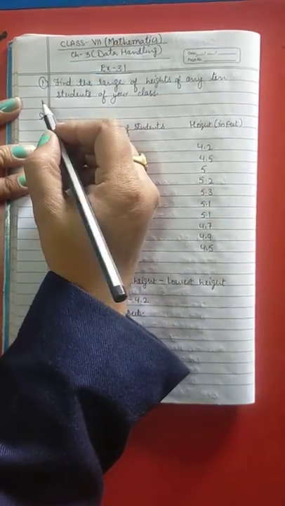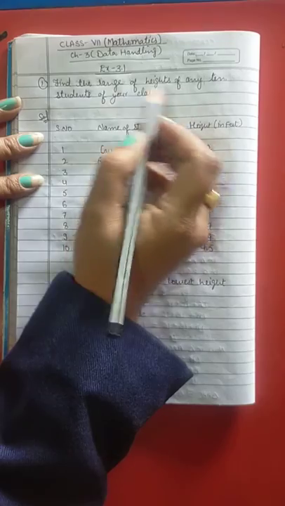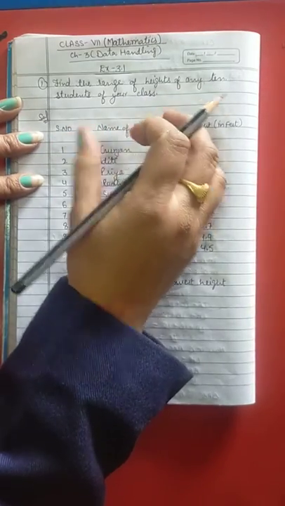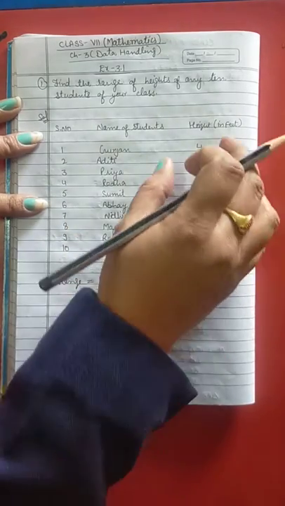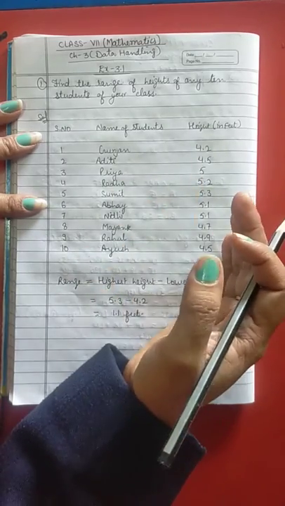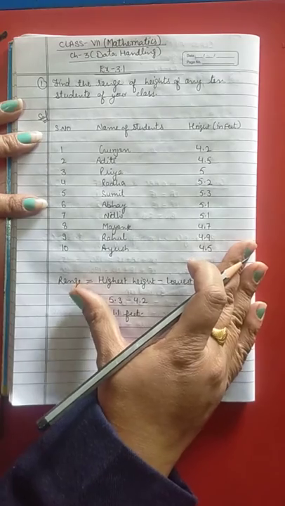See here in question number 1, find the range of the heights of any 10 students of your class. So what I have done, I have written randomly the height of any 10 students, and I have written their names, then height in feet, and then I will check what is the range of these heights. So see here what to do.